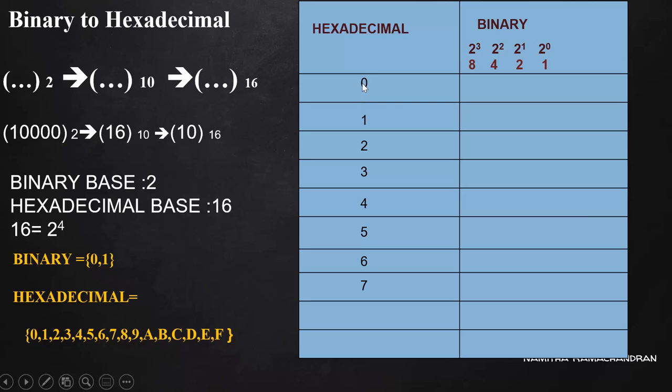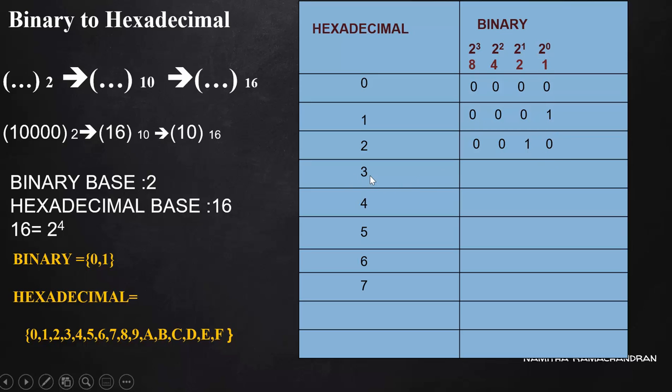The first one, 0. For 0, here we don't want to set any position to value 1. So it is full of zeros. And for hexadecimal 1, the corresponding binary is 0, 0, 0, 1, where this particular position is made value 1. And for 2, it is 0, 0, 1, 0: at position 8 it is 0, at position 4 it is 0, at position 2 it is 1, and at position 1 it is again 0.